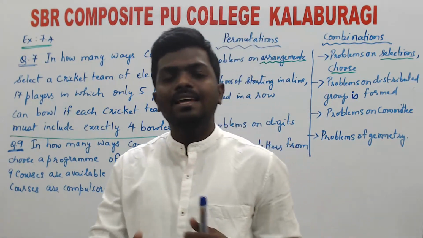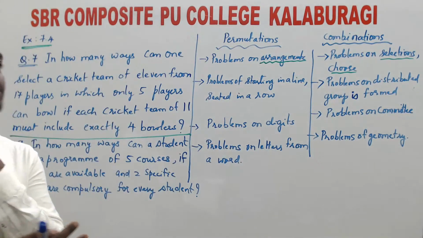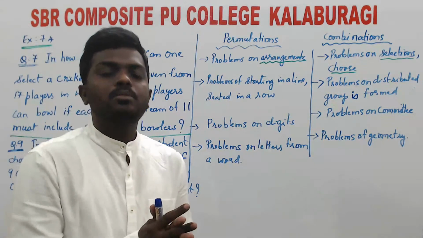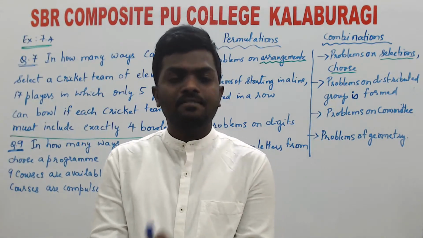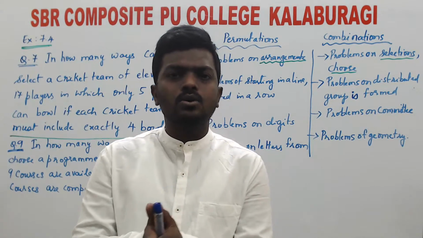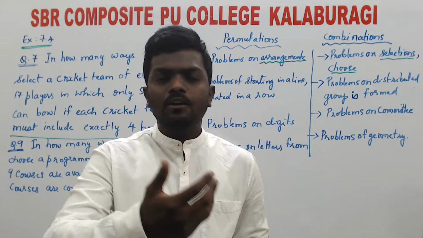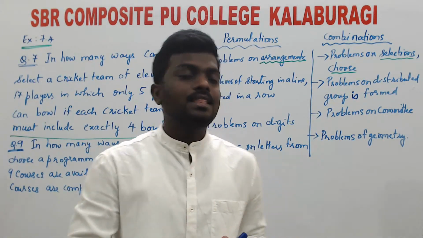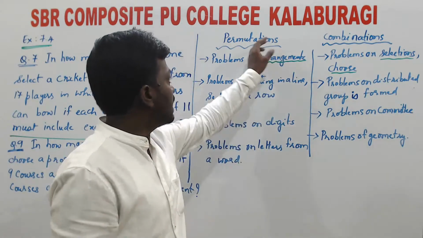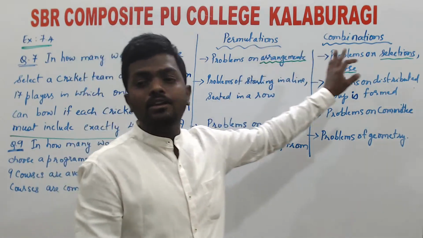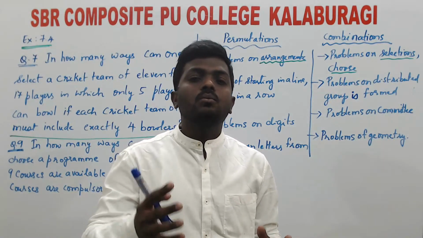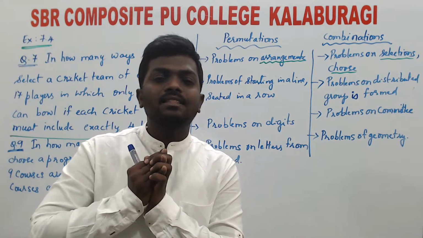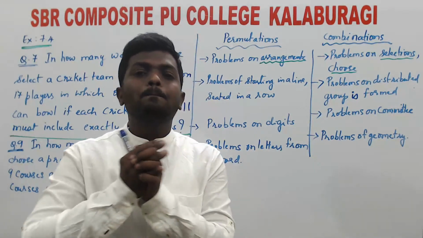Before that, let's recall the difference between permutations and combinations. What do you mean by permutation? Permutation is an arrangement in a definite order. When you read the questions, if they are asking us to arrange things in a definite order, then that is permutation. In combination, we just select things, or choose things, or pick things.